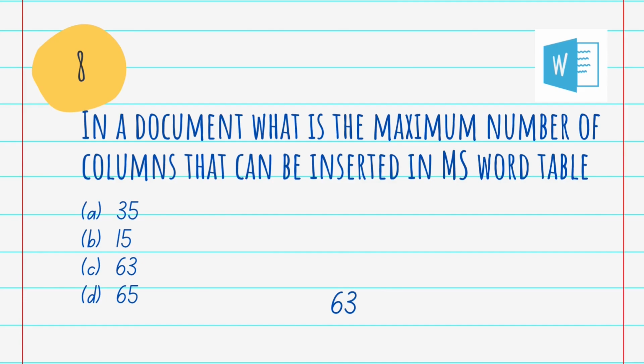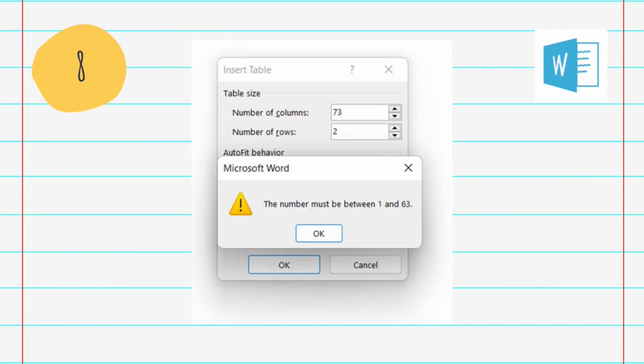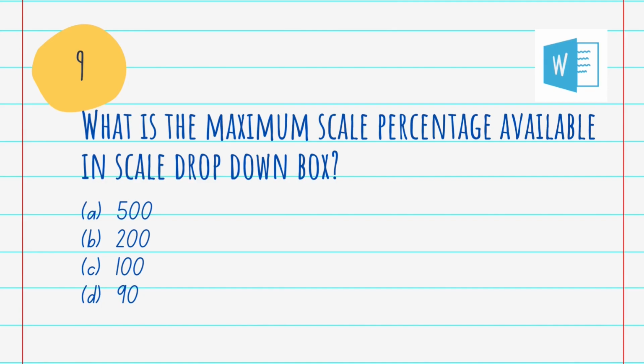In Microsoft Word, you can insert a table with up to 63 columns. That is the limit to the number of columns allowed in a Word document. Here I have added 73 to check whether it works or not, and it shows that it can support up to 63 columns in MS Word. And then question number 9.